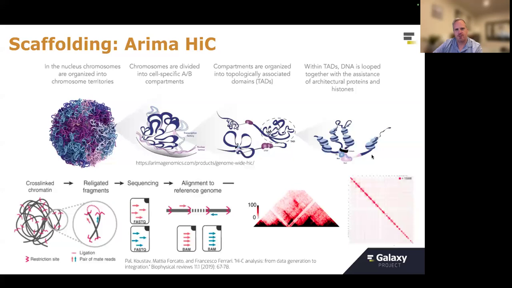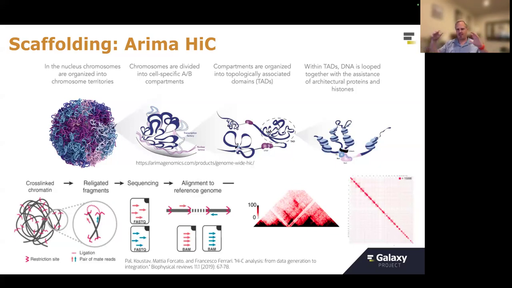Another type of data that you can use for scaffolding is called Hi-C. There are a few vendors that provide kits for this. The one that we really like is called Arima. They have an excellent kit for deriving this type of data. Hi-C sequencing is a way to look at chromatin conformation, where inside of cells the DNA folds up and gets rearranged. The good news is that by far the vast majority of the time, the pieces that are nearby each other in three-dimensional space will be physically nearby each other on the linear chromosome molecule.